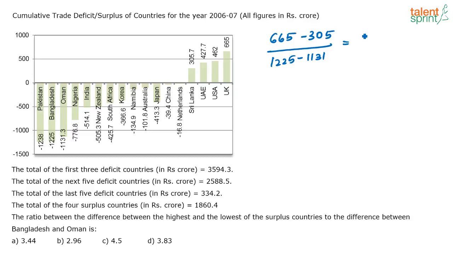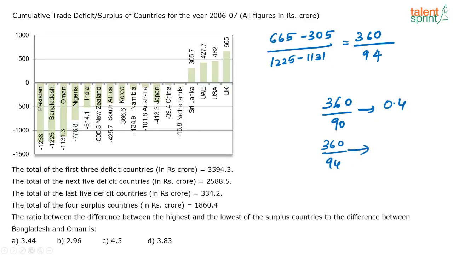So 665 minus 305, it is 360, and here 1225 minus 1131 is 94. Correct, it is 94. 360 by 94. You know 360 divided by 90 is 4. So 360 divided by 94 will be a little less than 4. So the correct answer will be 3.83. Option D. Let's look at the next question.